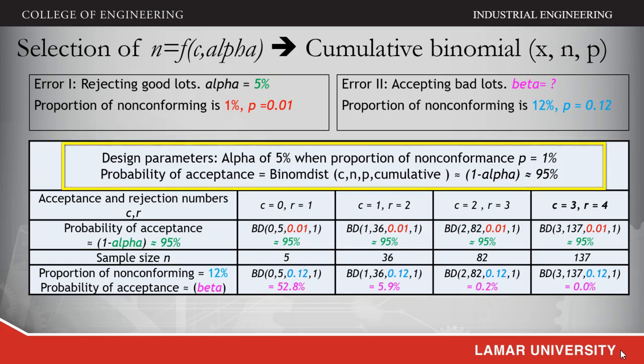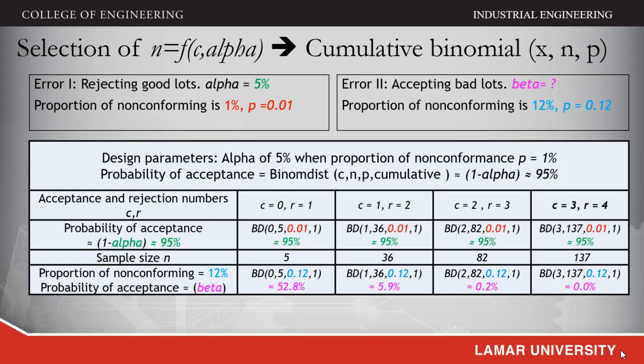Here we have a table in which we depict how this process could be made. Let's say that first you want a sampling process for which the alpha error, the probability of rejecting lots that should not have been rejected, is 5%, as long as the actual proportion of non-conforming is 1%. So if the proportion of non-conforming is 1%, you would expect to reject only 5% of the lots. In other words, the probability of accepting the lot is 95%.